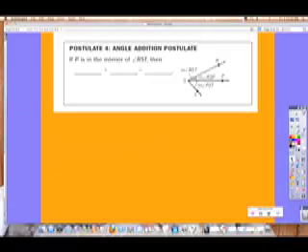So let's skip this one. Can you find it? Skip a page. Yeah, top of that page.